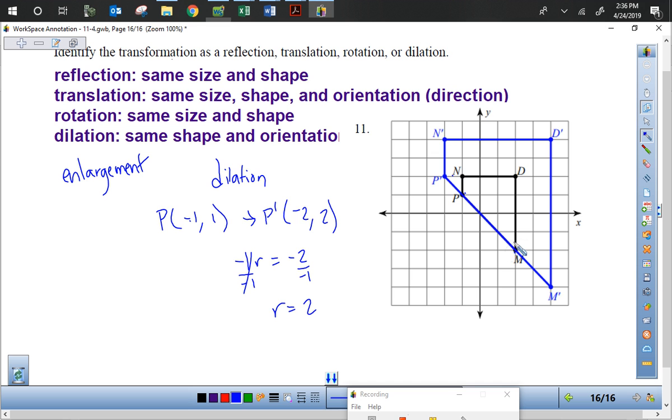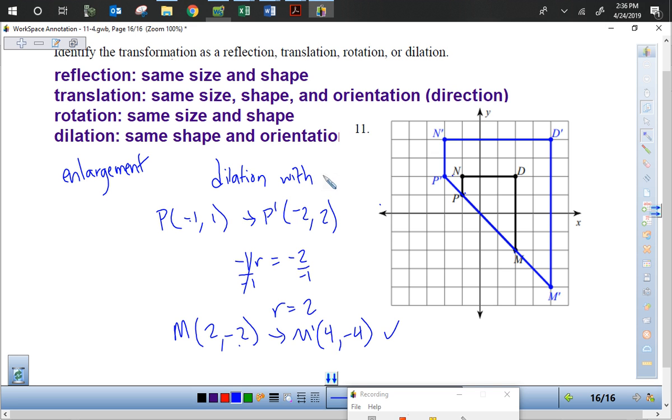Okay, so let's just look at M. M was positive 2, negative 2. And it went to, our M prime was 1, 2, 3, 4, negative 1, 2, 3, 4. So we're saying if we take this times 2, we should get this one. 2 times 2 is 4, that works. Negative 2 times 2 is negative 4, so that checks out. So it's a dilation with our scale factor being 2.